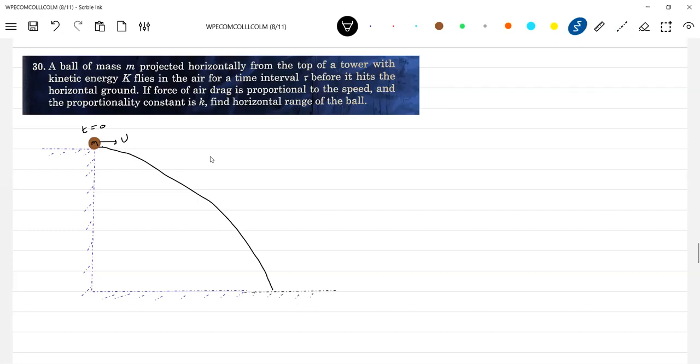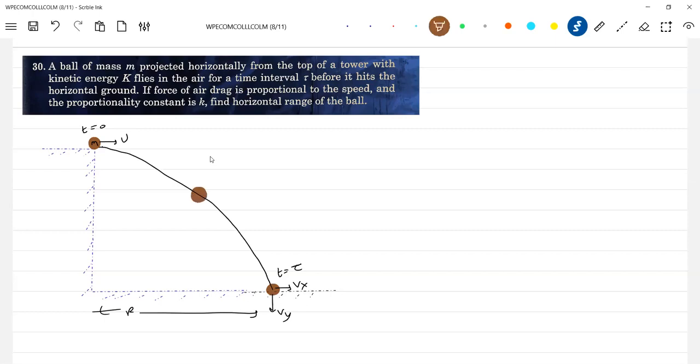So when it strikes the ground, it will have an x component and a y component. This is the time of flight, tau, which is given, and there's a range. There's some viscous drag also present. So let's go for any time t.